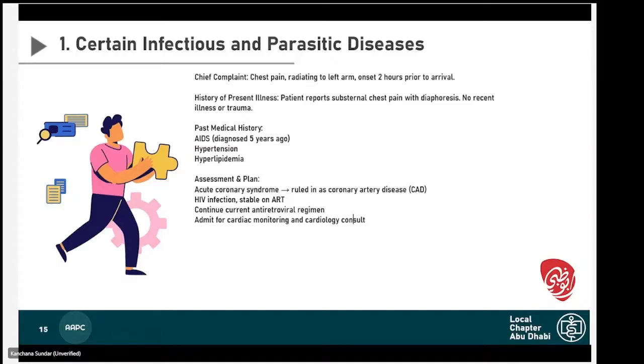Continue the current antiretroviral regimen, and admit for cardiac monitoring and cardiology consult. This is the case. I'll give a minute, and please decide how you will code the AIDS. Whether you will code it to B20, or whether you will focus on HIV infection and code it to Z21. As per the new guideline, and so much emphasis on each guideline specified with HIV, what is the code you would pick, B20 or Z21?